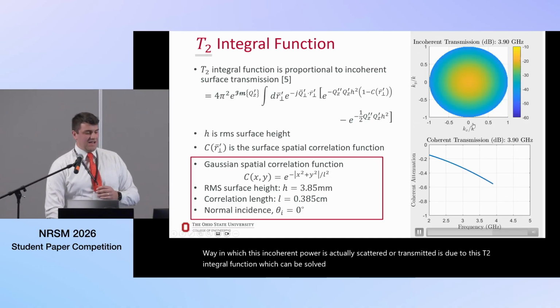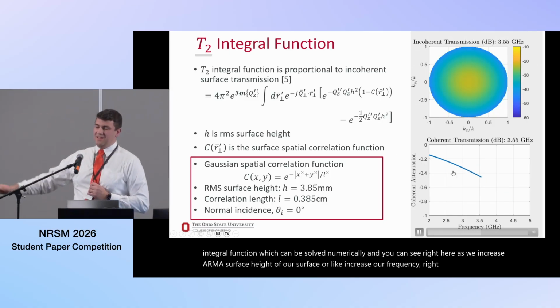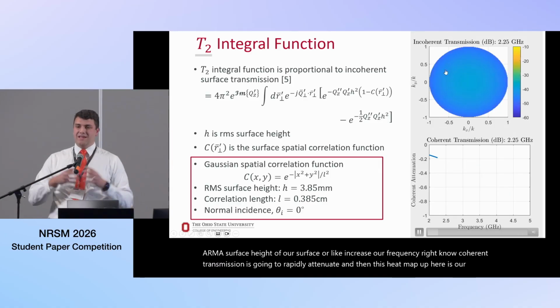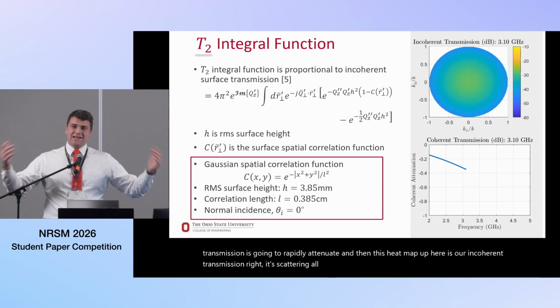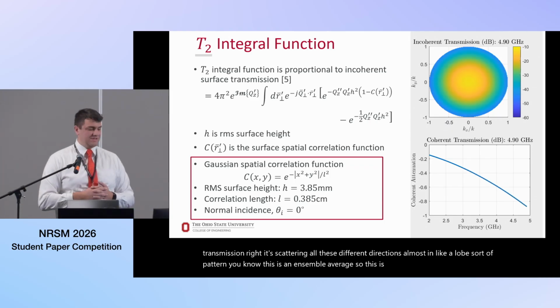And you can see right here, as we increase the RMS surface height of our surface, or increase our frequency, our coherent transmission is going to rapidly attenuate, and then this heat map up here is our incoherent transmission. It's scattering in all these different directions, almost in a lobe sort of pattern. This is an ensemble average, so this is on average what your surface is going to do.